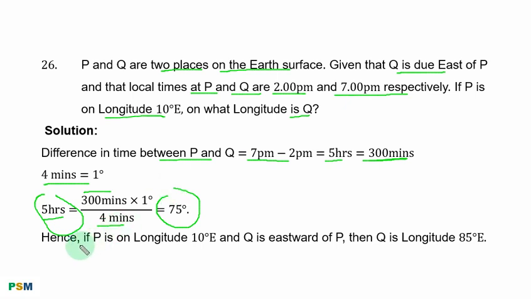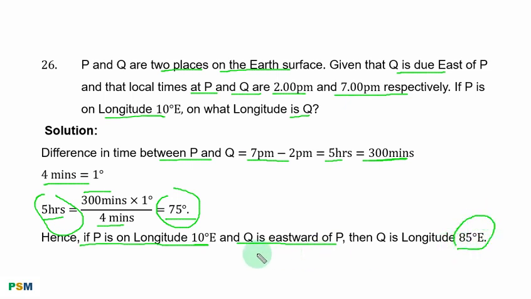Hence, if P is on longitude 10 degrees east and Q is eastward of P, that means Q is ahead of P. That implies that the longitude of Q is going to be higher than that of P. To achieve that, you simply add the angular difference to 10 degrees east, and you have that the longitude of Q is equal to 85 degrees.